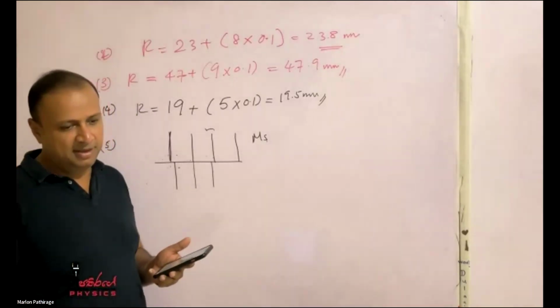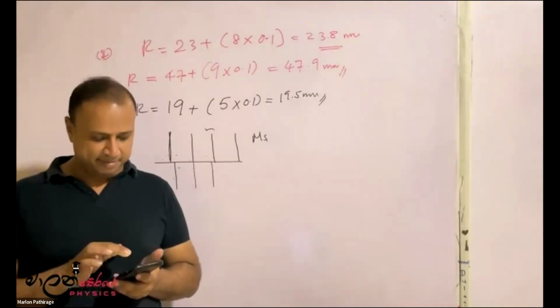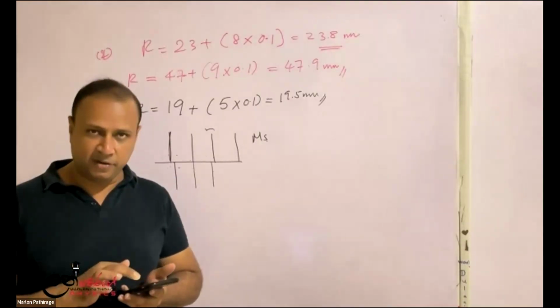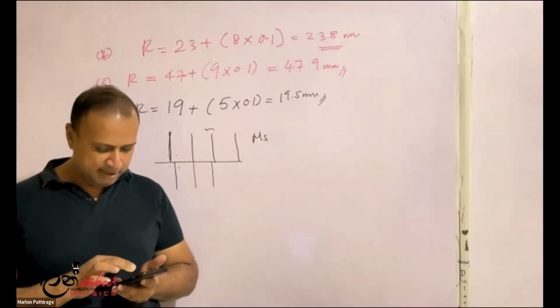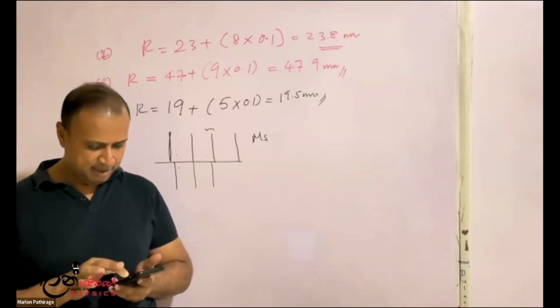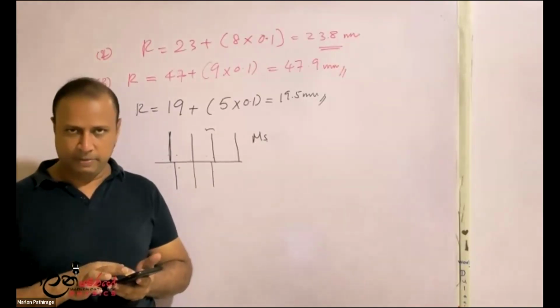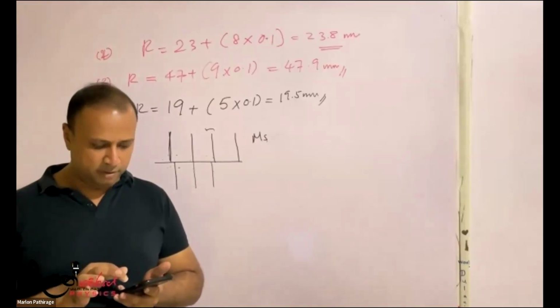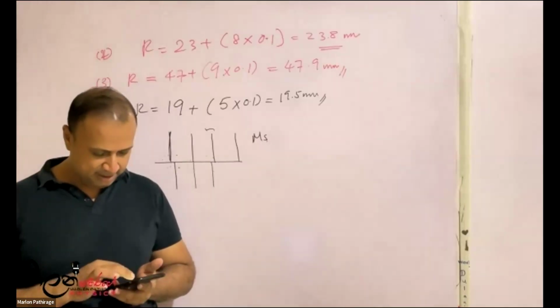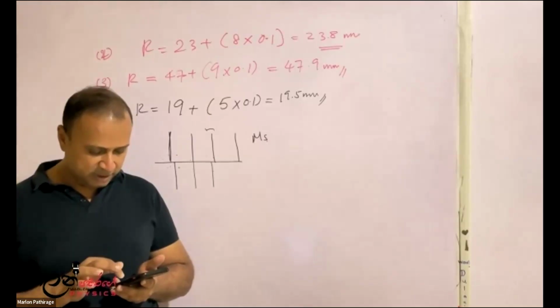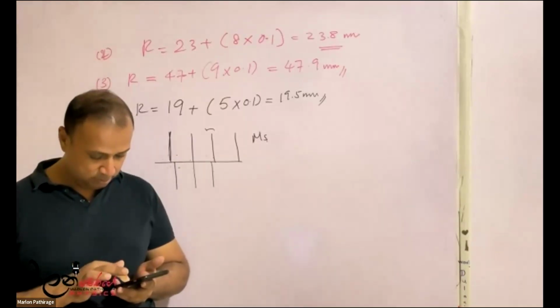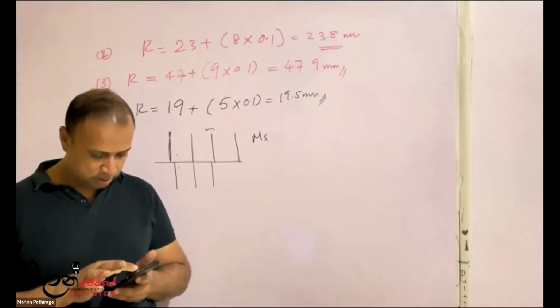And then the second question. The least count is 0.1 kilogram. What is the answer for the first question? 0.2.